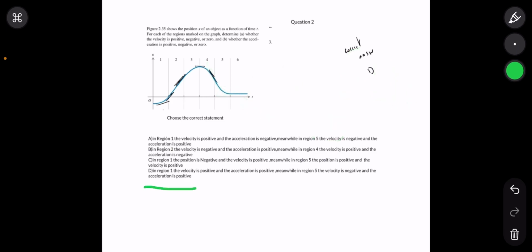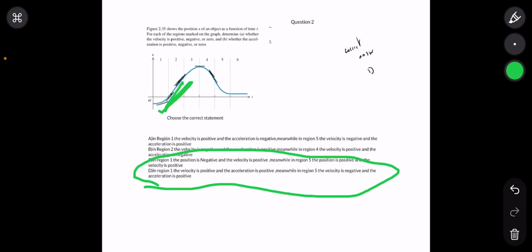And the only one that makes sense is going to be d, because it says the velocity is positive in region 1 and the acceleration is positive, right? The acceleration is going to be positive, the velocity is going to be positive. But then, as we stated before, in region 5, the velocity is negative, right? Because we said the slope is negative, but the acceleration is positive, which I just showed you right now. The acceleration is still going to be positive because it's above the 0, but it's going to be negative for the slope because the slope is negative.